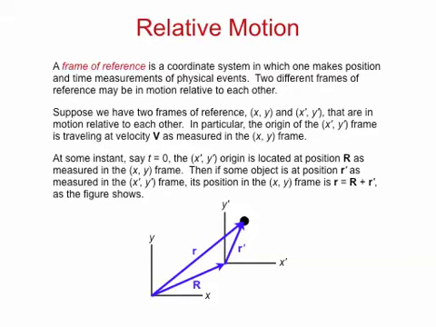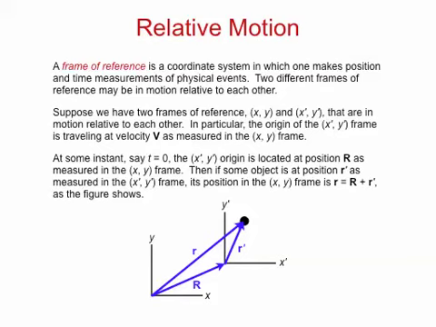A frame of reference is a coordinate system in which one makes position and time measurements of physical events. Two different frames of reference may be in motion relative to each other. Suppose we have two frames of reference, x, y, and x prime, y prime, that are in motion relative to each other. In particular, the origin of the x prime, y prime frame is traveling at velocity big V as measured in the xy frame.